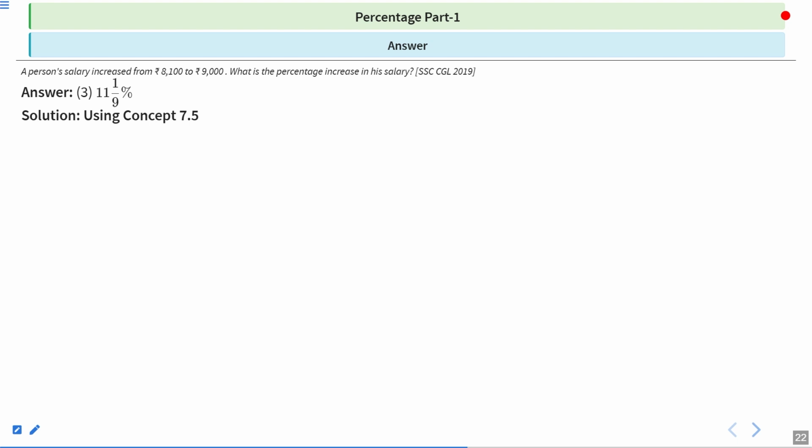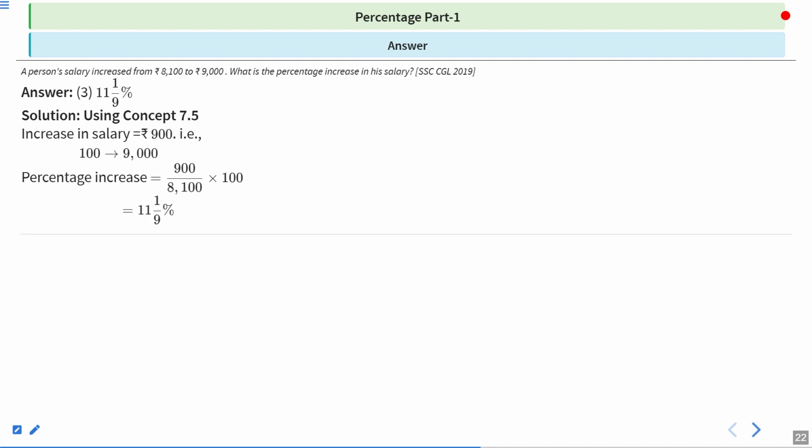Now see the detailed solution using concept 7.5 in this question. Increase in salary is 900 rupees, that is, 9,000 minus 8,100. So the percentage increase will be calculated as follows: the increment is 900, and the increment happened on 8,100, the previous or starting salary. So 900 upon 8,100 multiplied by 100 gives the percentage increase in his salary. When we calculate, we get 11 and 1 by 9%. So third is the correct answer. Next one.